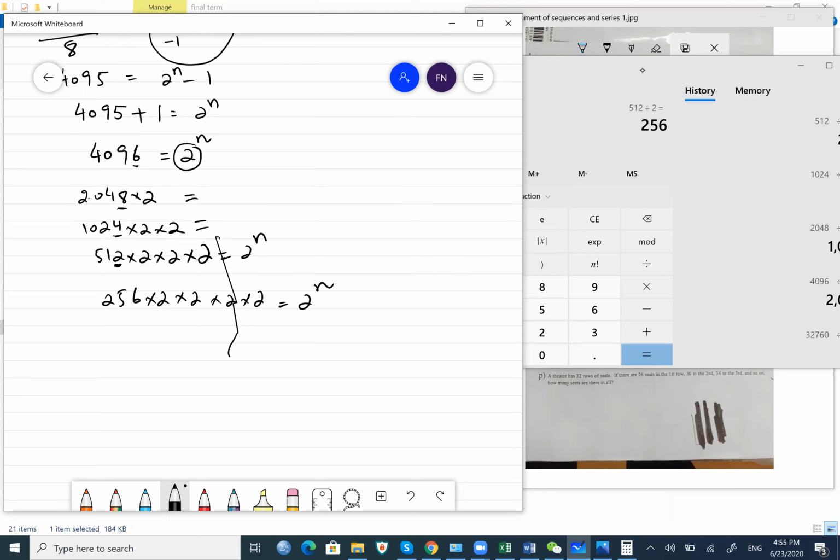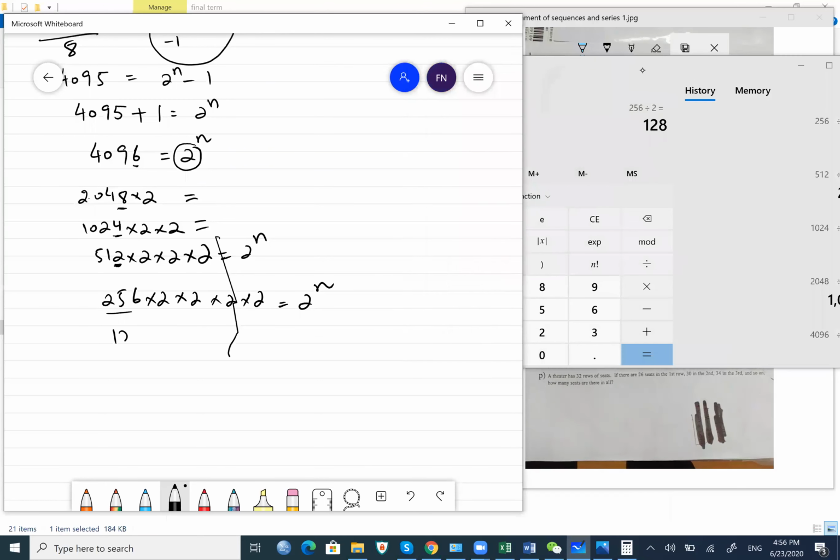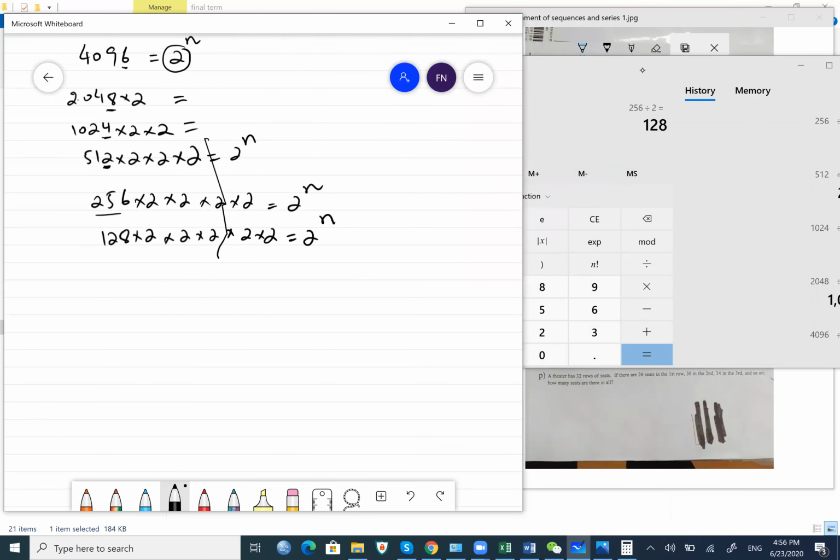Now again this 256 is divisible by 2. So I can divide it further and I can get 128, times 2 times 2 times 2 times 2 and times 2. So 2 raised to power n. Now again 128 is still divisible by 2, which is 64 times 2. And here I have 1, 2, 3, 4, 5. I can write it simply 2 raised to power 5 instead of writing 2, 2, 2, 2, 2.